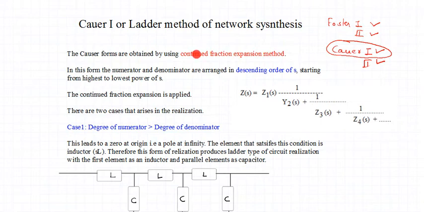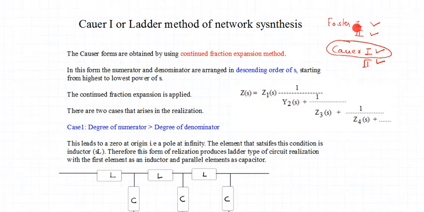We have just seen the continued fraction expansion method when we discussed the Hurwitz criteria. We have used this already, when we tested for the Hurwitz criteria. So the Cauer 1 method uses the continued fraction method. Cauer 1 and Cauer 2 both are based on the continued fraction expansion method.